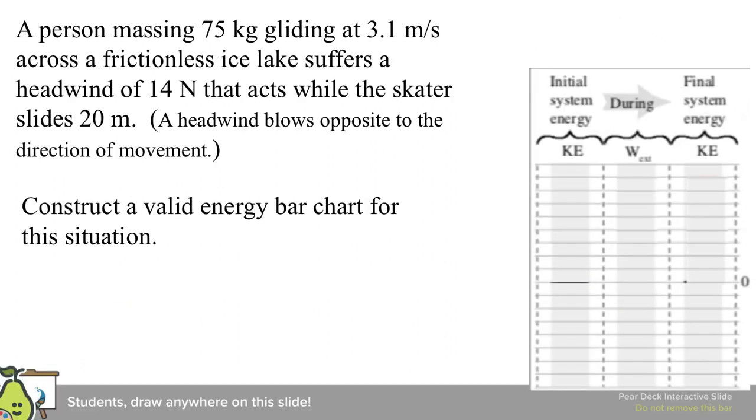Person massing 75 kilograms, gliding at 3.1 meters per second across a frictionless ice lake, suffers a headwind of 14 newtons that acts while the skater slides 20 meters. A headwind blows opposite to the direction of motion. So, person is moving this way and suffers a wind which is pushing against it like this, so as to slow them down. Construct a valid energy bar chart for this situation.